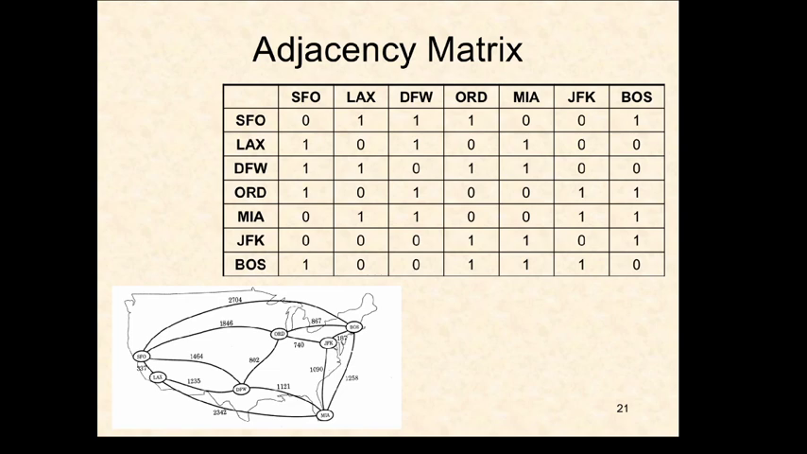Now we can see that since this is a simple graph, everything on the diagonal here is all zeros because no vertex is connected to itself. Also, we've got some duplicated entries here, such as, for instance, LAX SFO, there's a connection in the LAX row, and there's a connection in the SFO row.